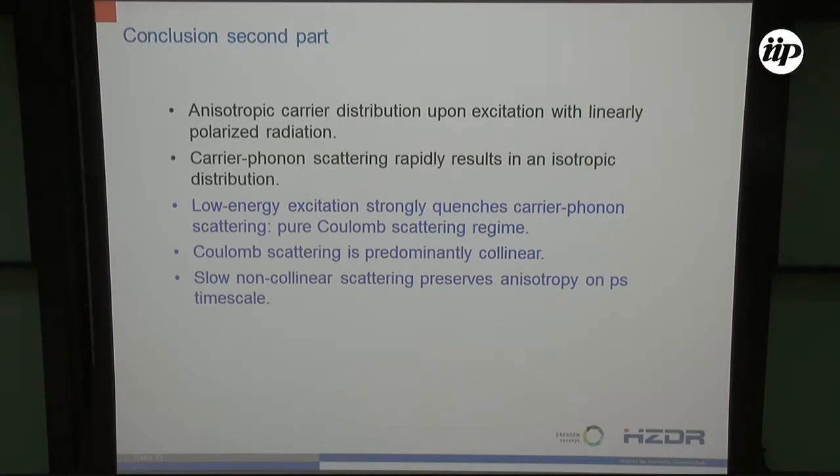So let's conclude with the second part. I showed you that linearly polarized light in graphene leads to an anisotropic distribution in K-space, and this is well preserved by Coulomb interaction. It's only the phonons that lead to a rapid isotropic distribution. And it's an interesting finding because it shows that the thermodynamic model is not the full story. Often you really need to look at things on a microscopic basis.